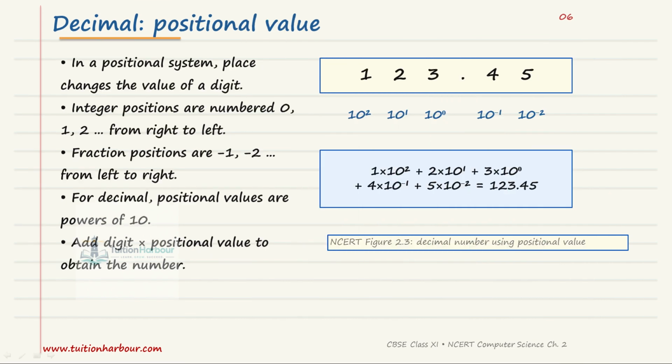Look at the decimal number 123.45. Positions to the left of the point use powers 10 squared, 10 to the power 1, and 10 to the power 0. Positions to the right use negative powers. This shows why the position of a digit changes its value.